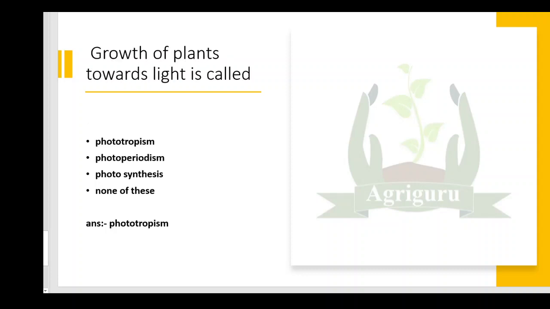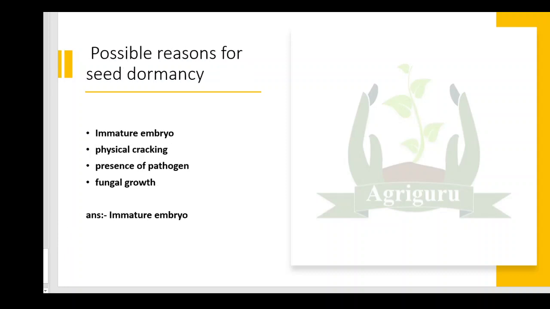Growth of plants towards light, it is phototropism, a general question from plant physiology. Possible reason for seed dormancy, obviously it is immature embryo. In 80% of the cases, it is immature embryo.